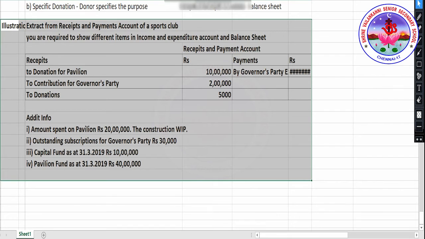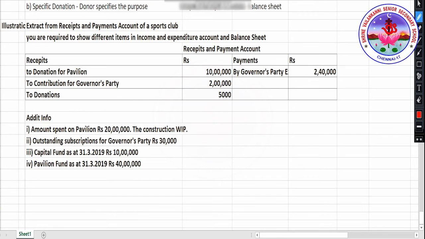It is an illustration problem. Extract from the receipts and payments account of the sports club. You are required to show the different items in income and expenditure account and the balance sheet. Now, just pay attention. You have this receipts and payments account. From the receipts and payments account, you need to prepare income and expenditure account as well as balance sheet.